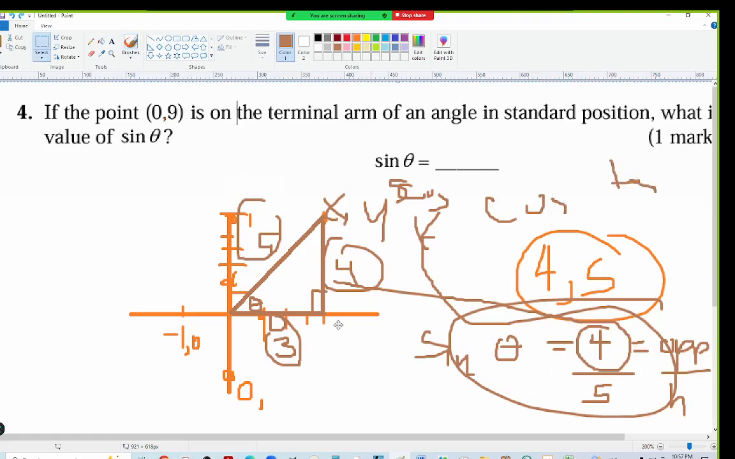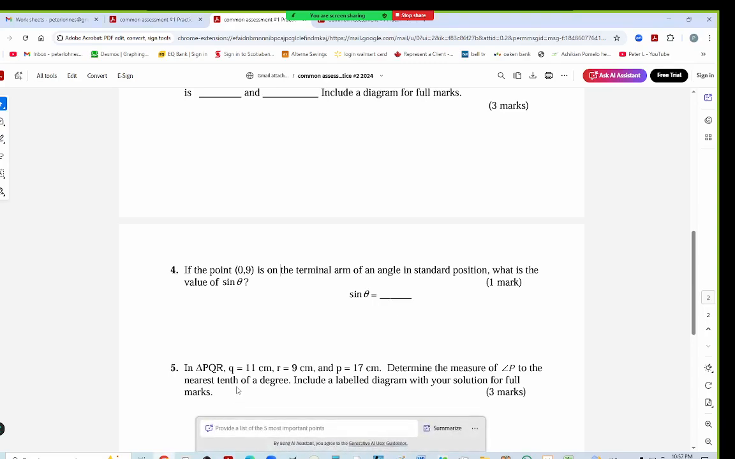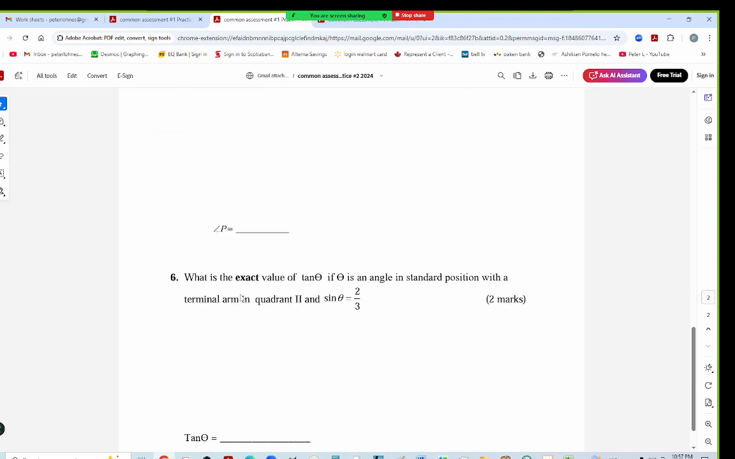Let's just keep paging through this. This one is a cosine law question. You can probably do it on your own. This one is great. This is a perfect example of what I just said.